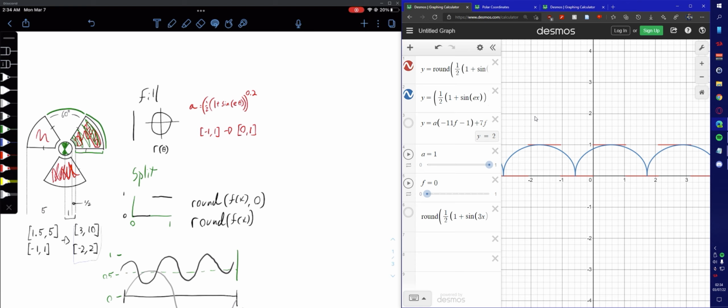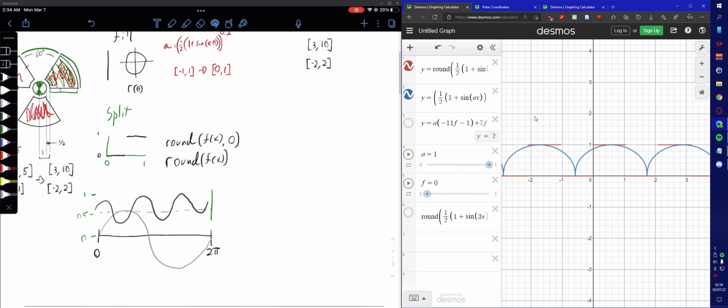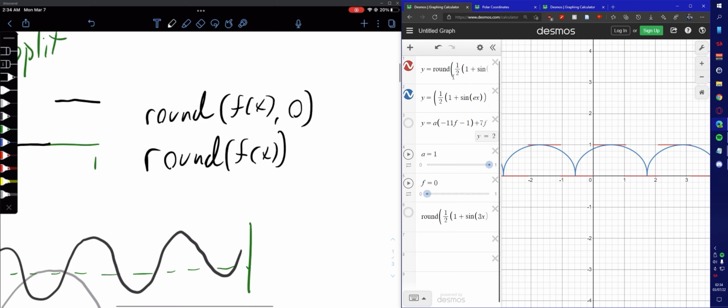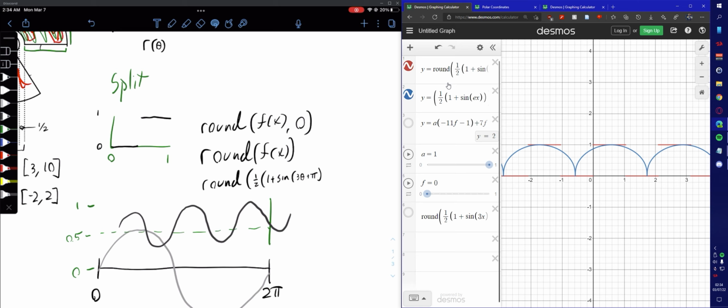We take these, and we take the function that we want for splitting this, which I actually forgot to write down on the iPad, which is 1/2 times 1 plus sine of 3 theta plus pi. This is just a phase shift, so it takes the sine wave and shifts it down a little bit.